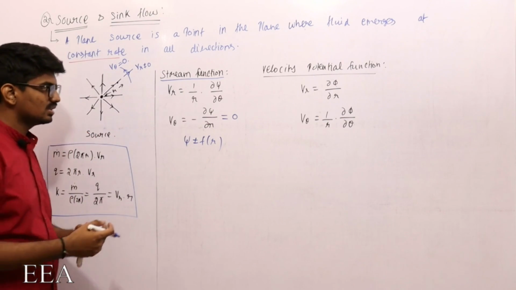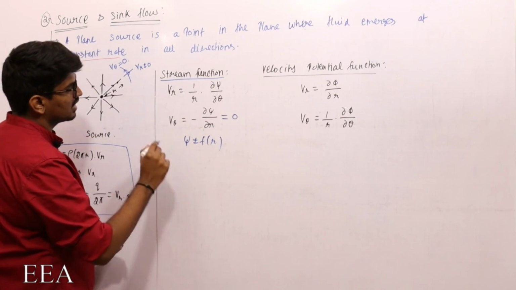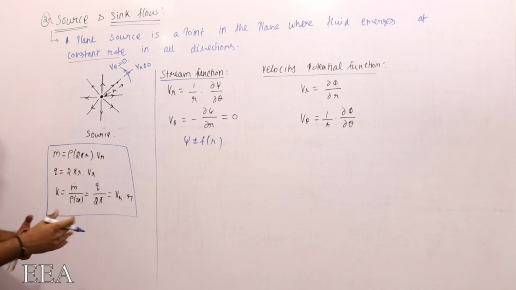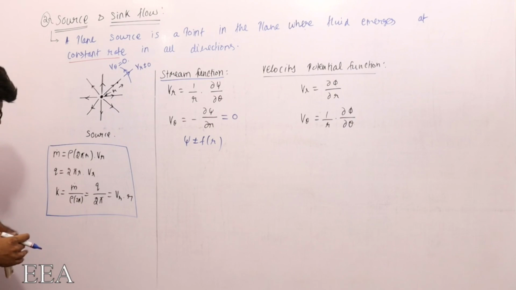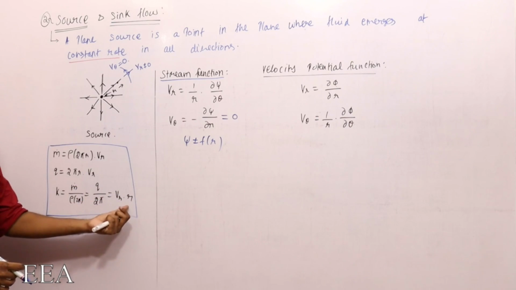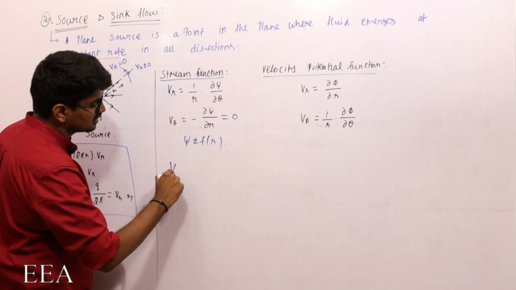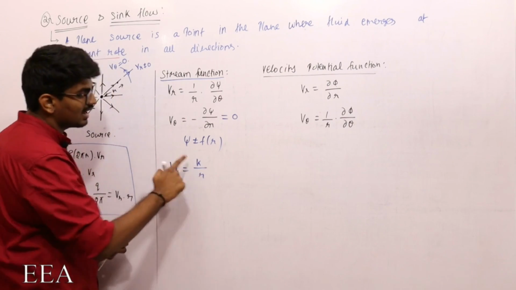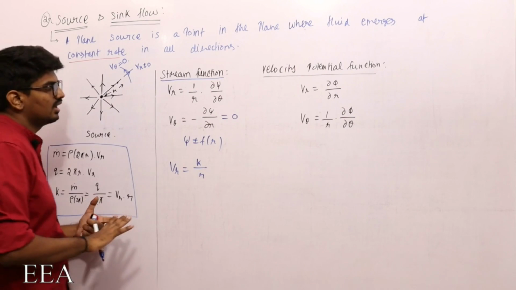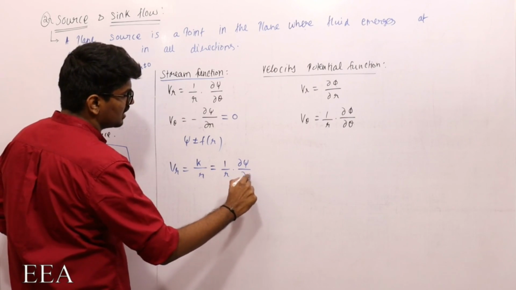Now similarly, let me take Vr, which is nothing but 1 by r into dou psi by dou theta, and I will try to simply integrate it. We already know that k is equal to m dot by rho into 2 pi, which is equal to q by 2 pi, which is equal to Vr into r. So Vr can be written as k by r, where k is a constant in a particular source flow field. So that is going to be equal to 1 by r into dou psi by dou theta.